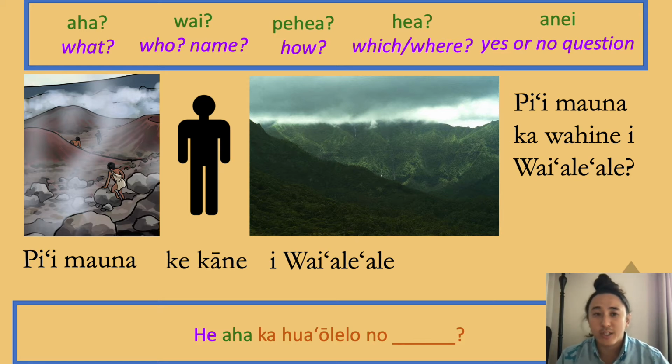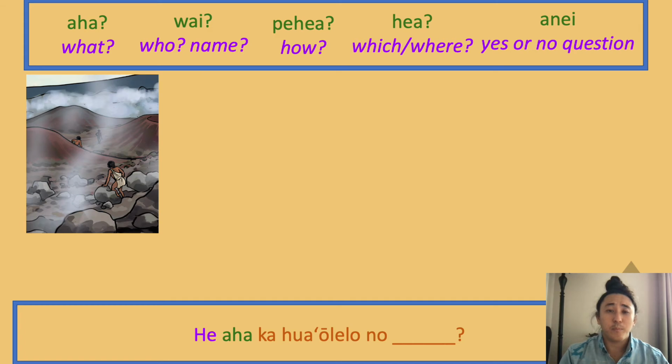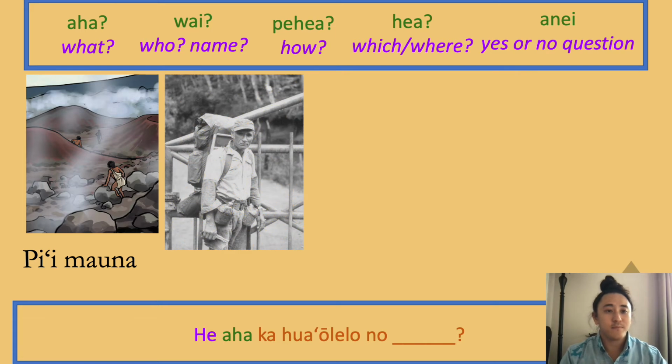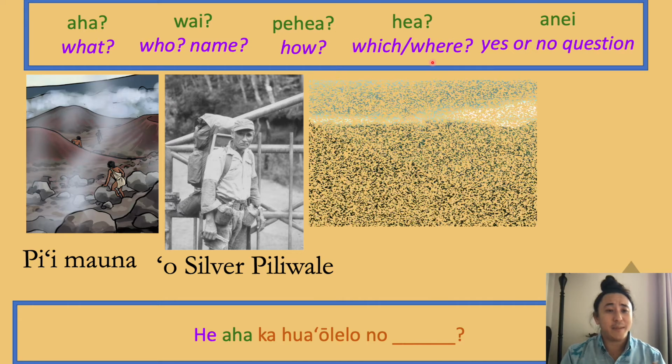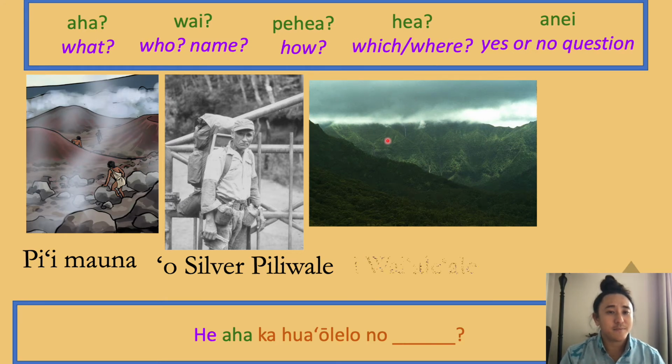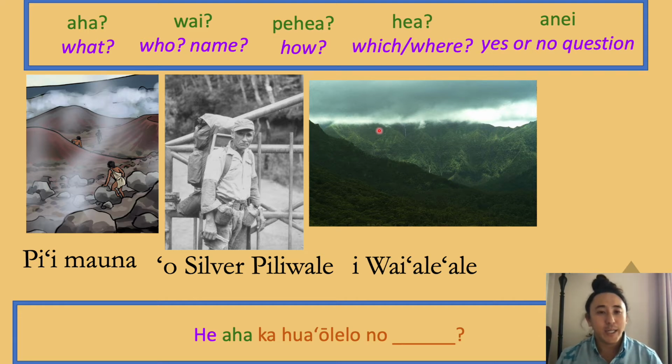And that'll be for most of the sentences, unless you have a pronoun. Mai poina, the pronouns go right after the a ole. And we'll get to that in the next slide. Like, pi'i mauna o Silver Pili Vale. Pi'i mauna o Silver Pili Vale I hea. Mai kai, pi'i mauna o Silver Pili Vale I wai ale ale.